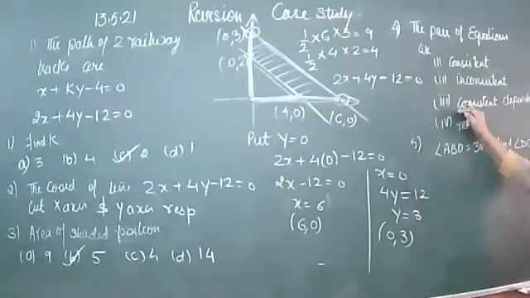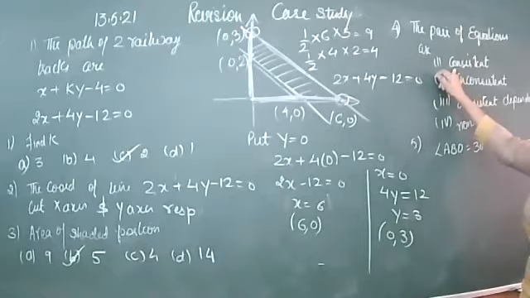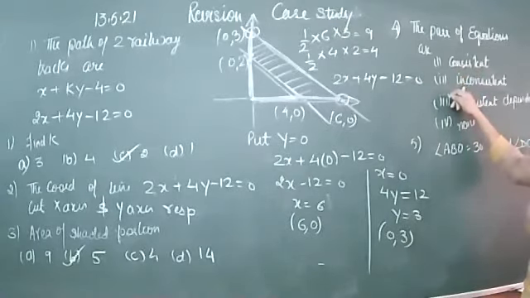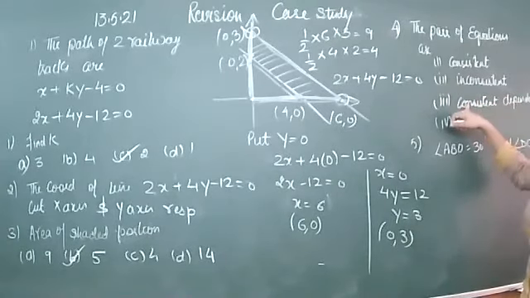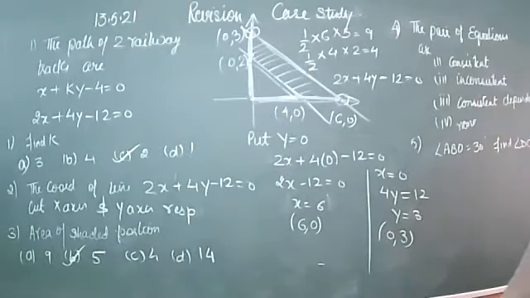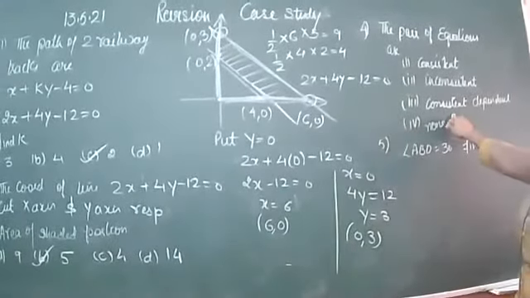Okay, now you have to tell me whether the pair of linear equations is consistent. Consistent means you are getting a solution. Inconsistent means you are not getting any solution. Consistent and dependent means you get a solution, and the lines are dependent, meaning the lines coincide with one another. That is infinitely many solutions.